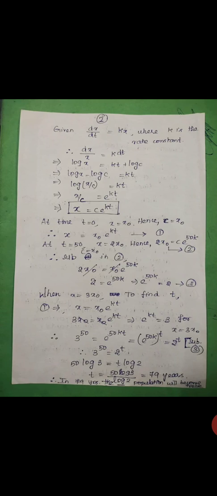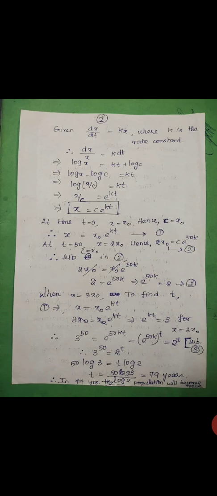Here what is given? e^(kt) is equal to 3. We take the power of 50 on both sides: 3^50 is equal to (e^(50k))^t. Already e^(50k) is 2, so substituting in equation number 3 we get 3^50 is equal to 2^t.